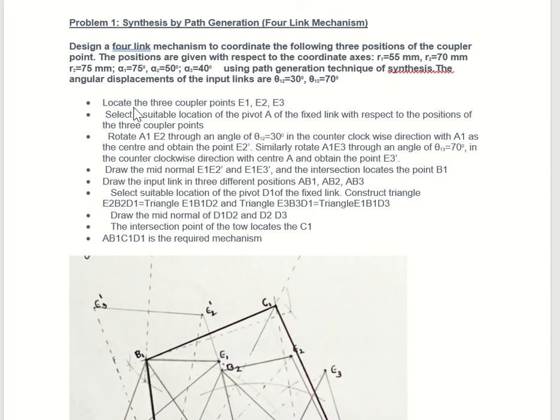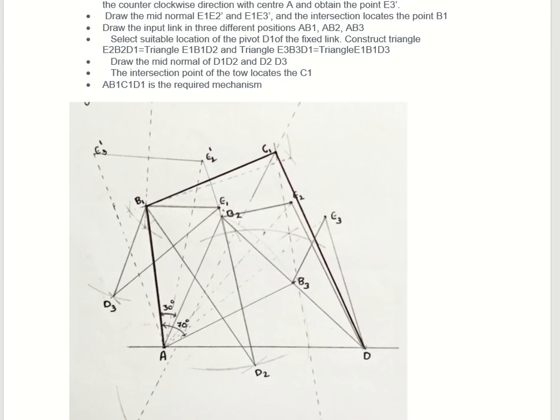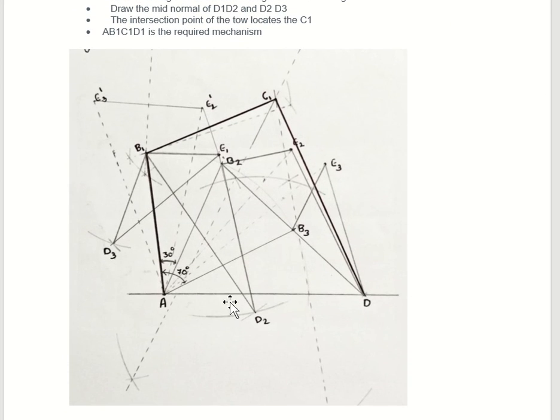Let us go through the solution. First of all, we'll be choosing a base point A and we'll be locating the points E1, E2, E3 of length 55 mm, 70 mm and 75 mm with angular positions as 75 degrees, 50 degrees and 40 degrees respectively.